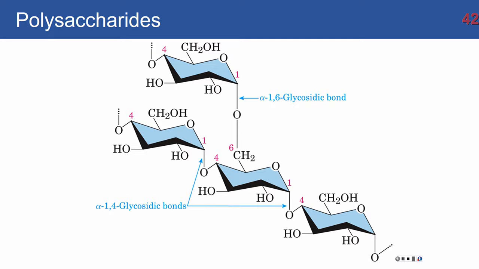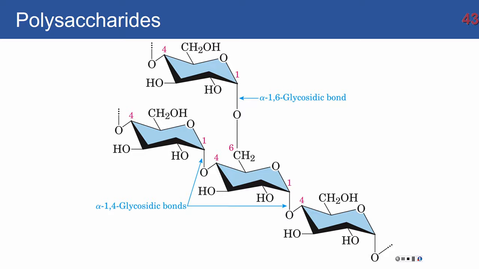So here's what a polysaccharide looks like. This is an alpha 1,6 glycosidic bond here, and then an alpha 1,4 glycosidic bond over here. So alpha 1,6 is at the branching point. Alpha 1,4 is the main chain. Just to reiterate, we will need to know how to name the glycosidic bonds, how they work. And they're also important.